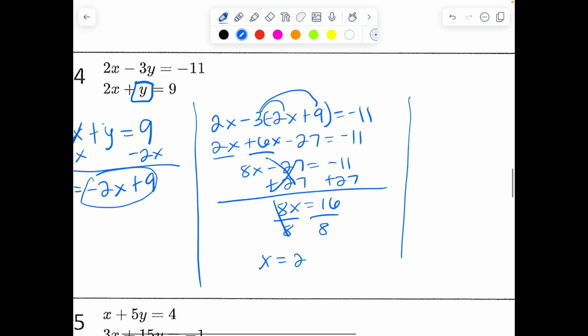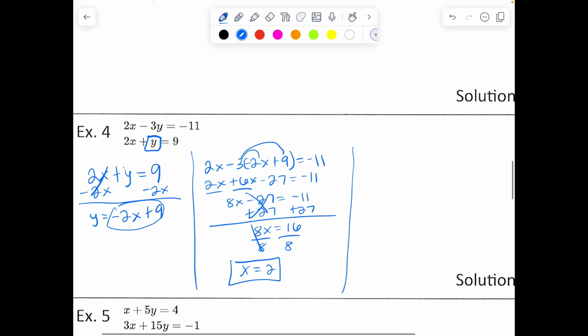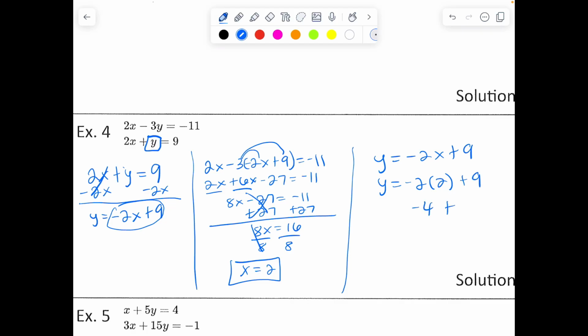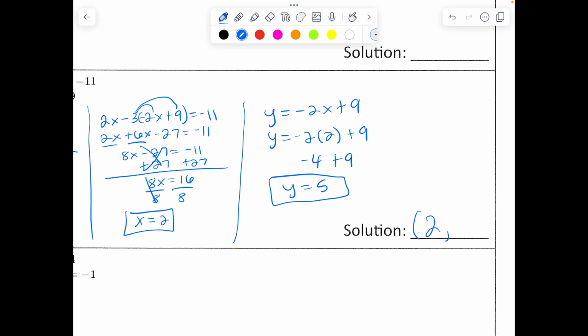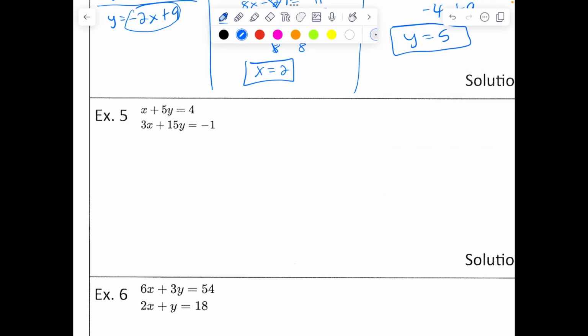Now I know what my x equals. I need to take that and plug it back into my original equation, y equals negative 2x plus 9. I know that x is 2. Negative 2 times 2 is negative 4. Negative 4 plus 9 gives me a y value of positive 5. So then I take those two numbers as my solution.